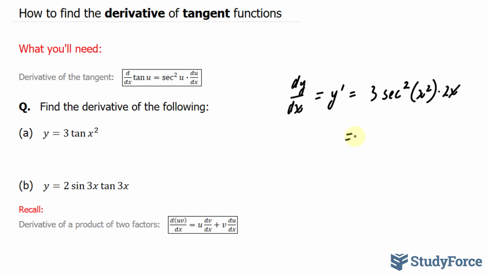I'm done deriving. All I have to do is clean it up. 2 times 3 is 6. Secant squared x.